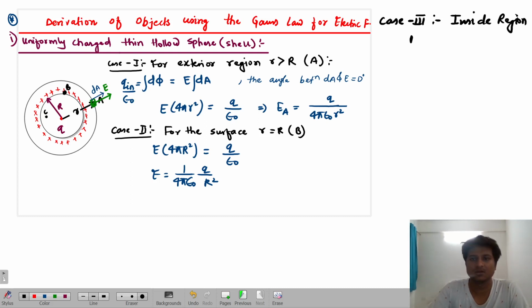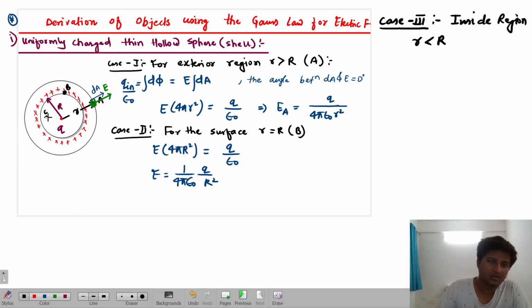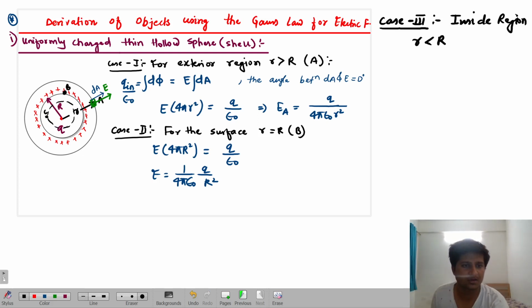Inside region means r less than capital R, isn't it? Now watch carefully, I'm explaining a very important thing. When you consider the inside region for r less than capital R, you need to construct a Gaussian surface over here, which will be spherical in nature, isn't it?